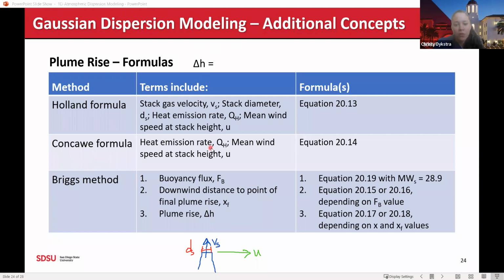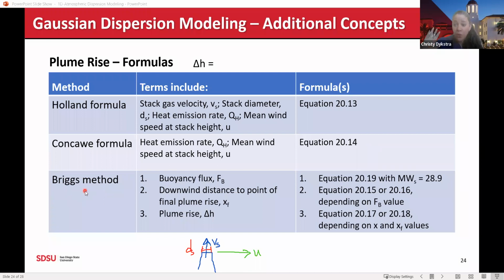Now, Concaw is a little bit more simplified. We have a heat emissions rate and the mean wind speed at stack height. So if we don't have all of this other information like stack gas velocity or diameter, we can instead use the Concaw formula and equation 2014. But if we want to have a little bit more information, we're going to use the Briggs method.